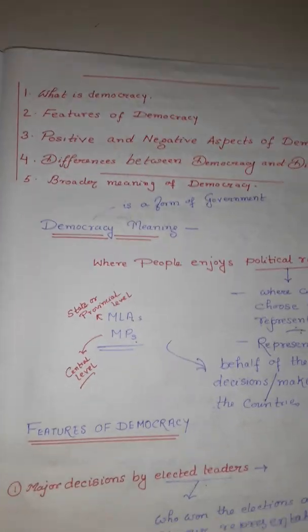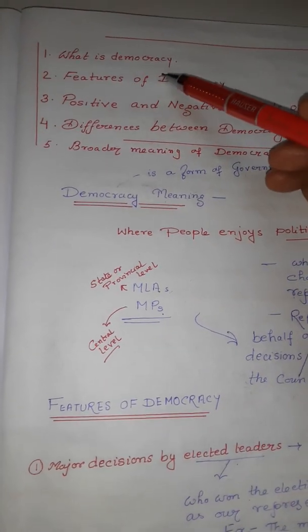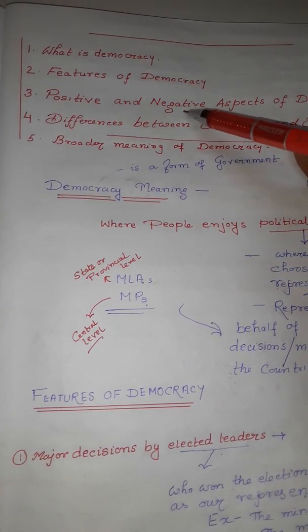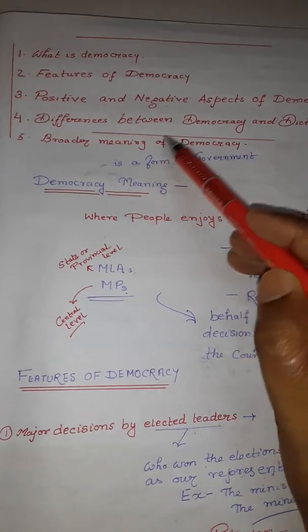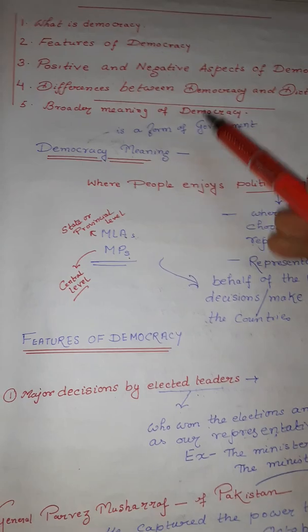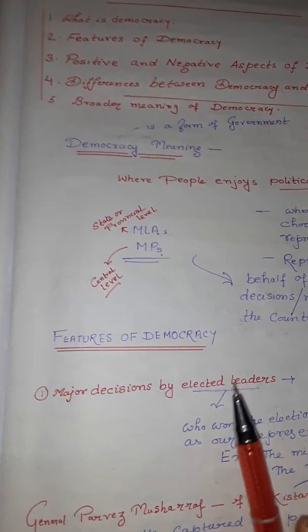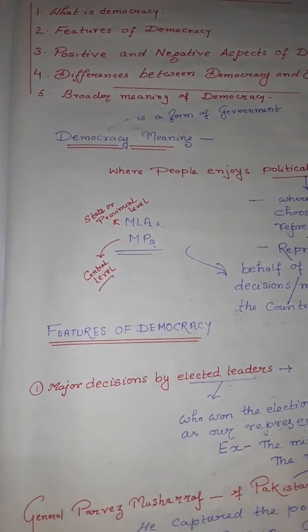Okay, now I am starting the chapter. In this chapter, we need to cover a total of 5 topics: what is democracy, features of democracy, positive and negative aspects of democracy, difference between democracy and dictatorship, and the last one, the broader meaning of democracy. Now, let me start with the first topic, that is, what is democracy?